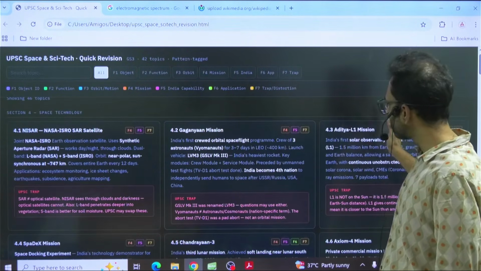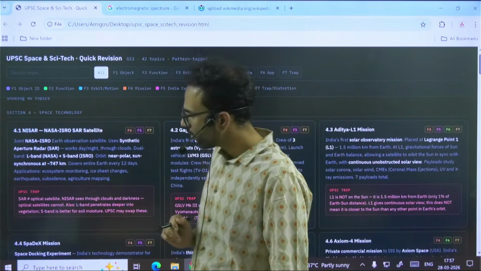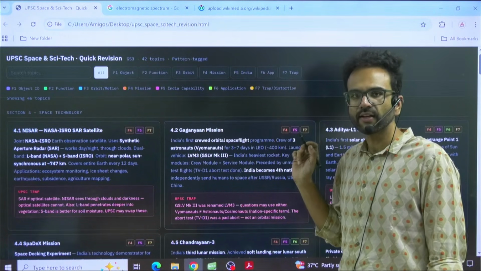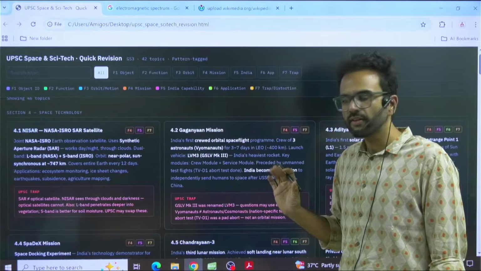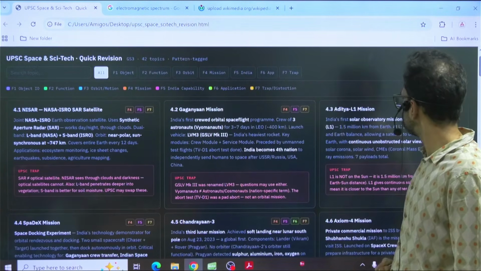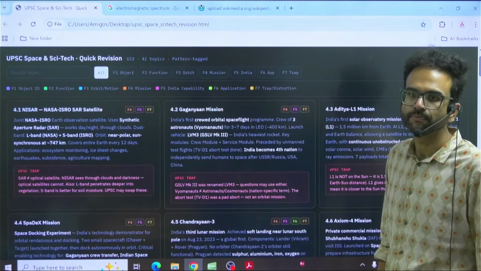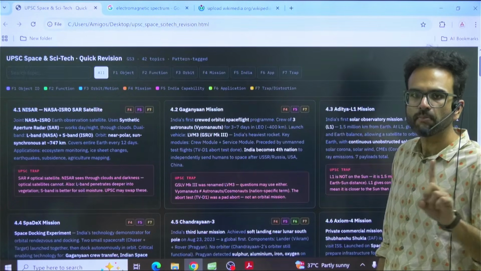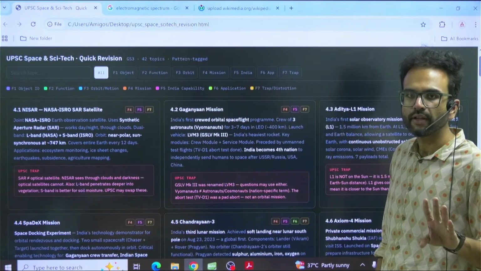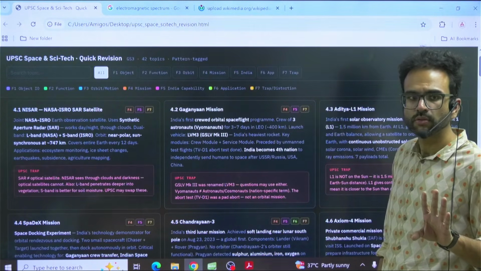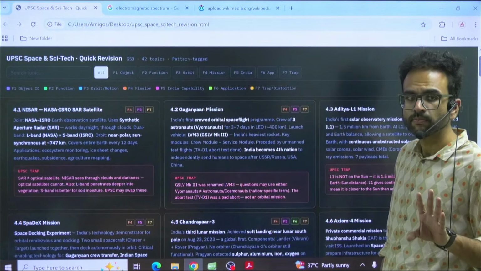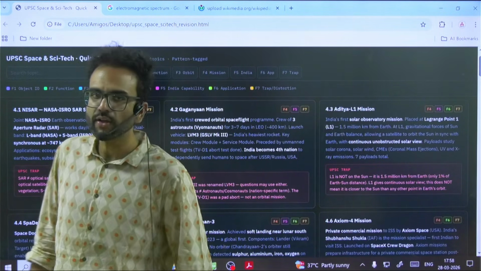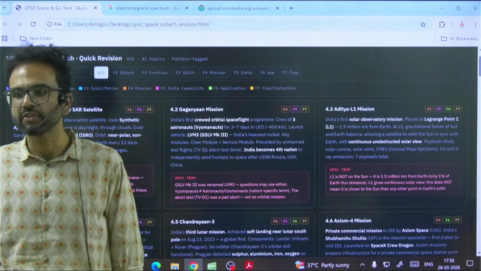Next up, Aditya L1 mission. We previously also saw this Aditya L1 mission in other science and tech classes. What is the purpose of this Aditya mission? Just to observe sun without any obstruction. Two different concepts you need to know here: coronal mass ejection and solar flares. What is the difference between these two? What causes aurora borealis? Is it the sun flares or the coronal mass ejections?